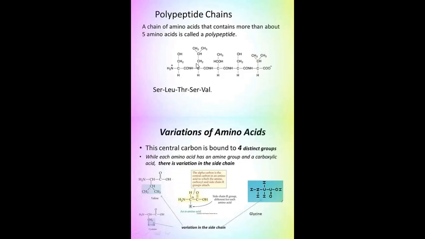So for every polypeptide, the number of peptide bonds or amide bonds is just the number of amino acids decreased by 1.